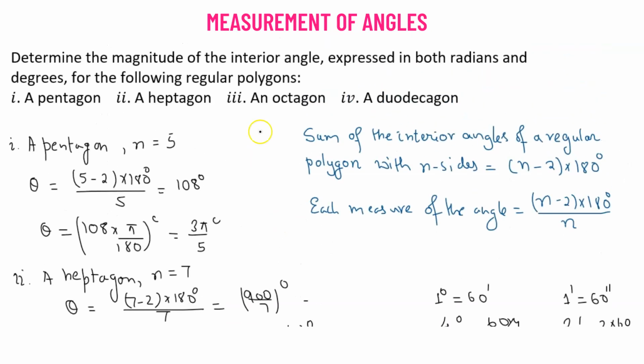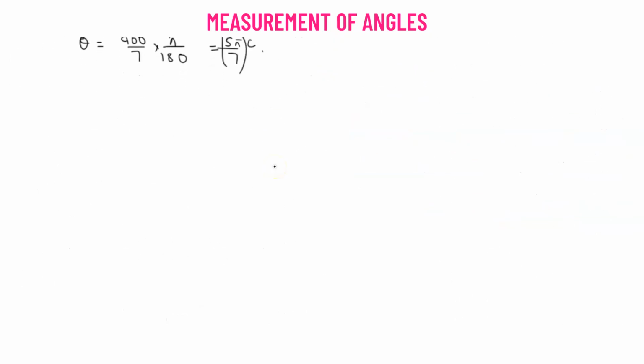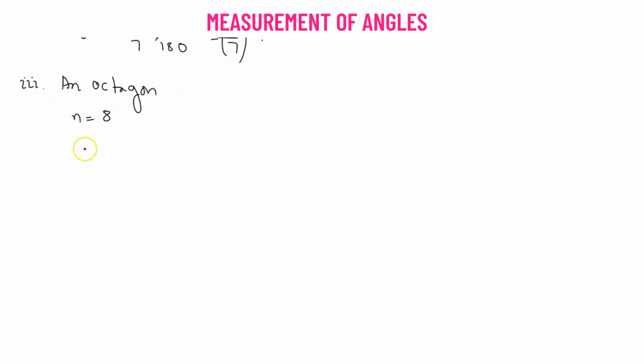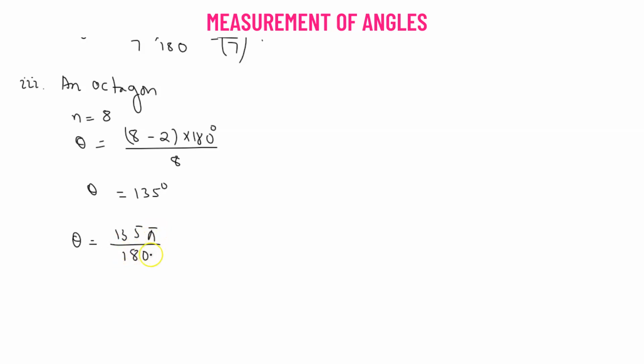Let's go to the third one, which is an octagon. So we come to octagon number 3. We know that the number of sides in an octagon corresponds to n equals 8. So the theta measure will be (n minus 2) multiplied by 180 degrees divided by the total number of sides. Now this is going to be 135 degrees. Now converting degrees to radians, we have 135 times pi divided by 180. So that's simply 3 pi over 4 radians.